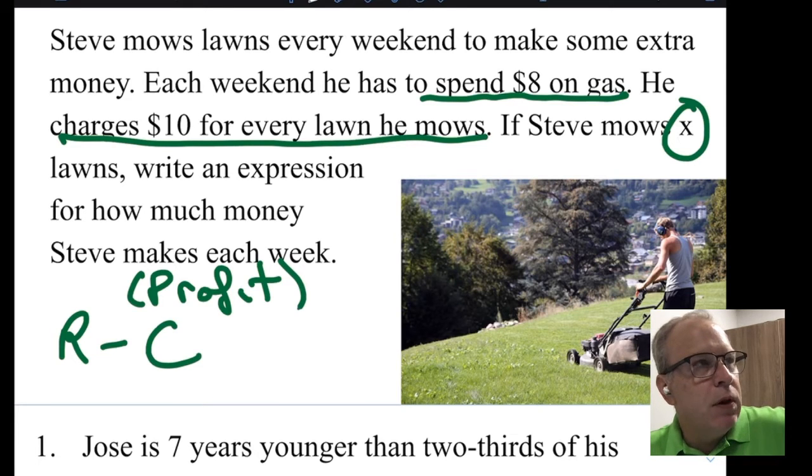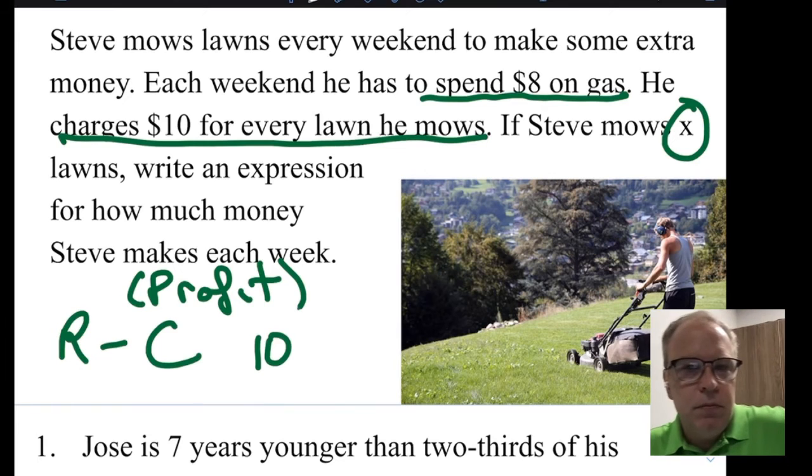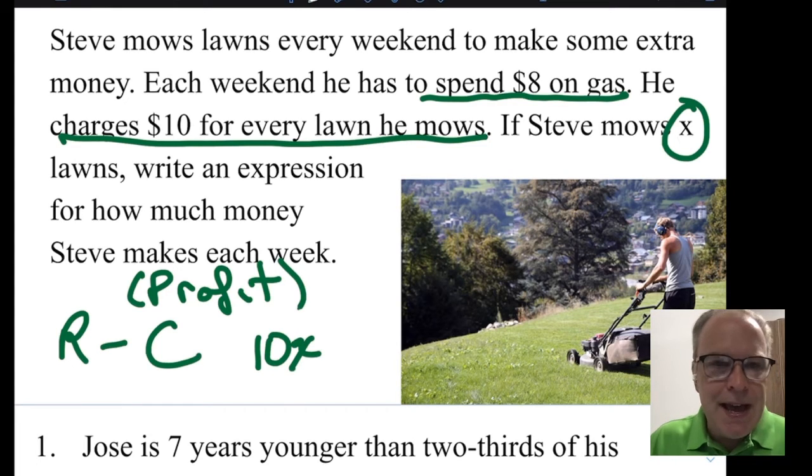So let's start with revenue. How much does he make? Well, he makes $10 every time he mows a lawn. Now, that's going to be X groups of 10, right? X groups of 10. Because X is this mystery number that we don't know, or maybe his goal for the week. So we're going to write 10X, just like we did on that previous slide.